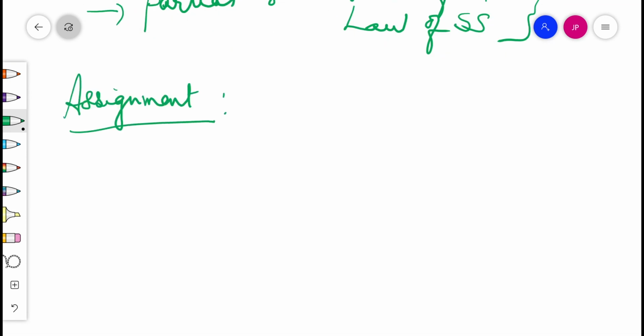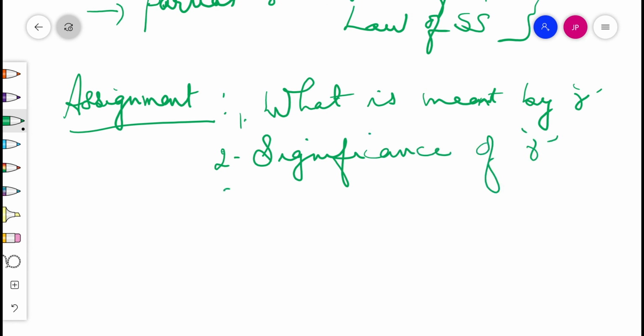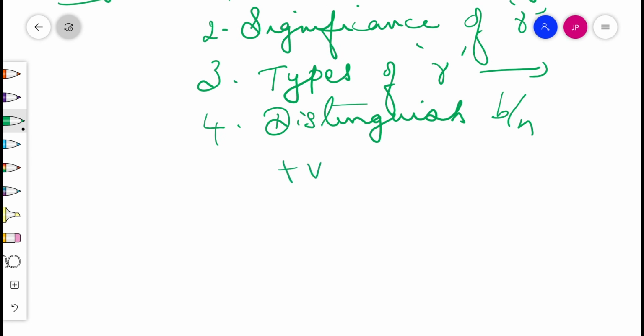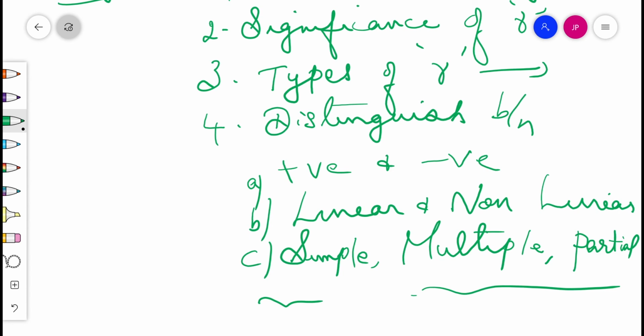Today's assignment is, what is meant by correlation? The second question, significance or importance of correlation. The third one, types of correlation. In that we do get specific questions like distinguish between positive and negative, linear and non-linear, simple, multiple, and partial correlation. Based on the value points we learned, make the answers.